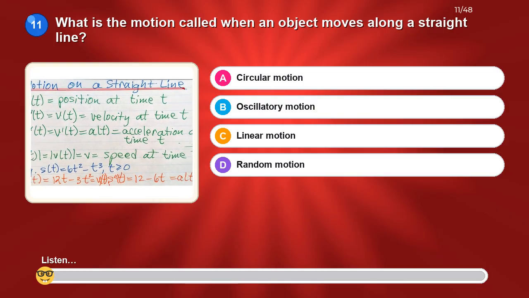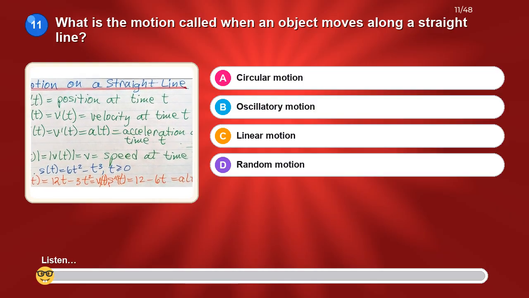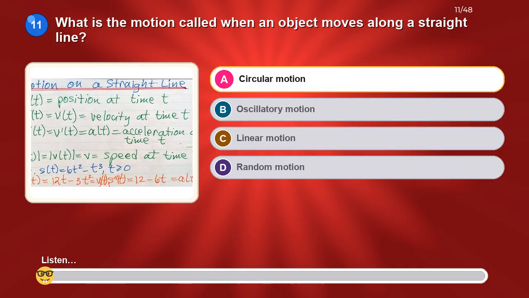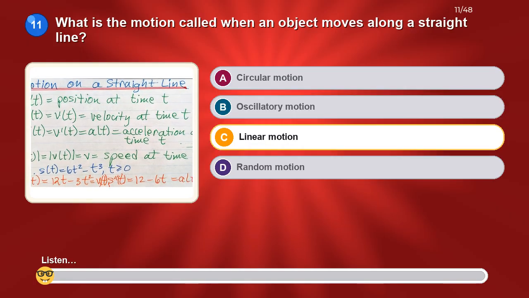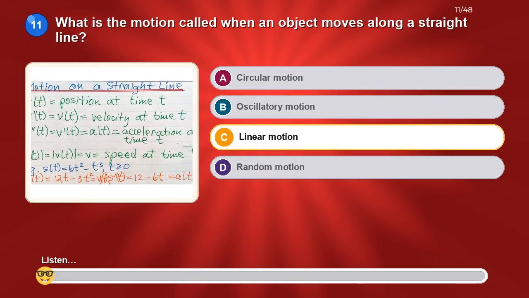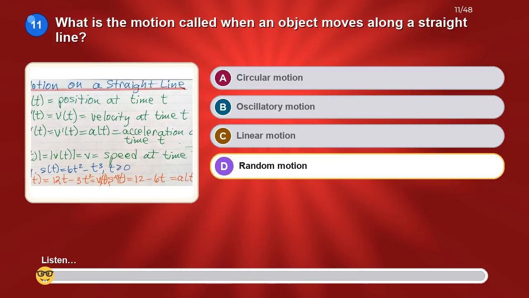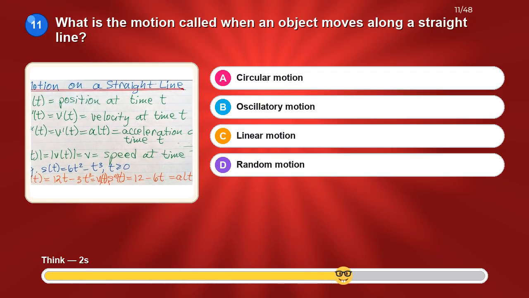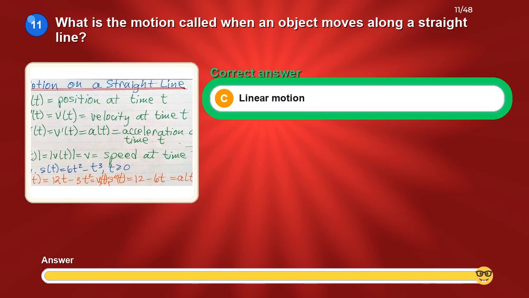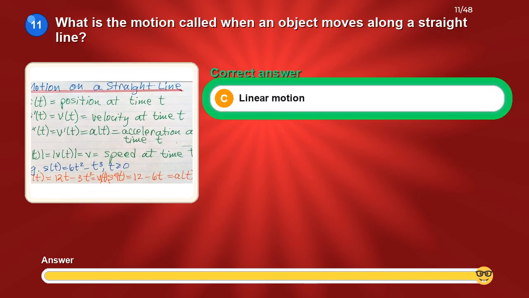What is the motion called when an object moves along a straight line? Option A, circular motion. Option B, oscillatory motion. Option C, linear motion. Option D, random motion. The correct answer is linear motion.